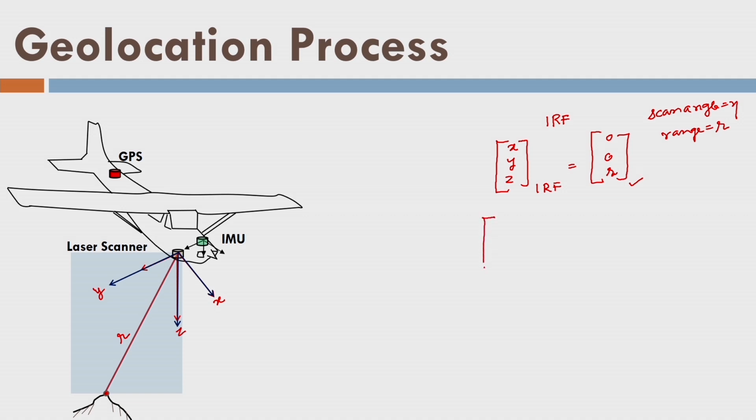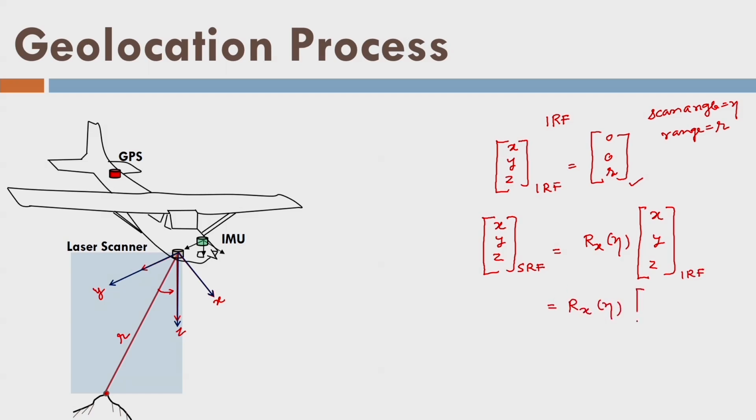So, I can write that x, y, z of the scanner reference frame is equal to rotation about x axis by angle eta, and since it is anticlockwise rotation, I am using a positive value here. I can write here x, y, z of the IRF, the instantaneous reference frame, or Rx eta times 0, 0, r. So, that is x, y, z in the scanner reference frame.